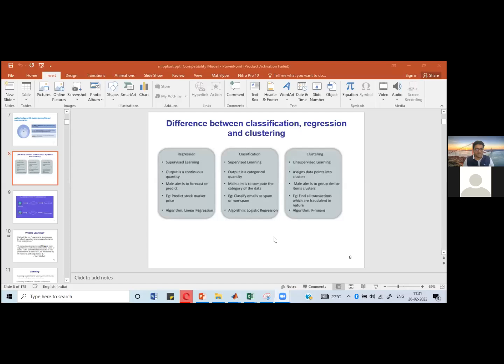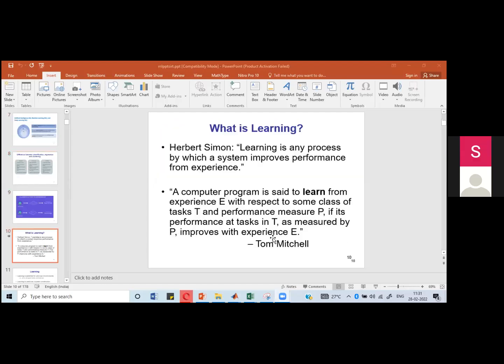Chandru sir, I think your screen share is off. Okay. No, now it is. Wait, sir. Please share your screen. Is it visible now? Yes, sir. Visible. Fine. Okay.